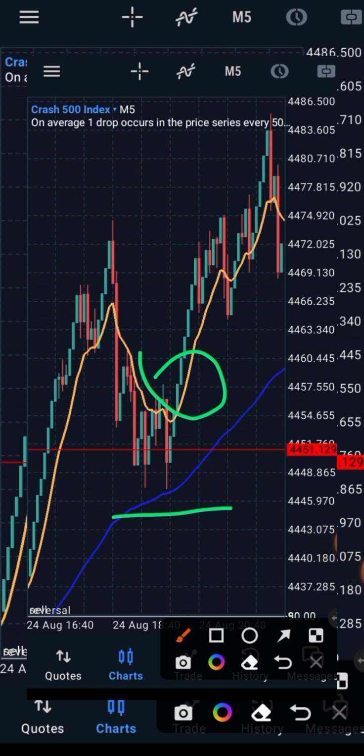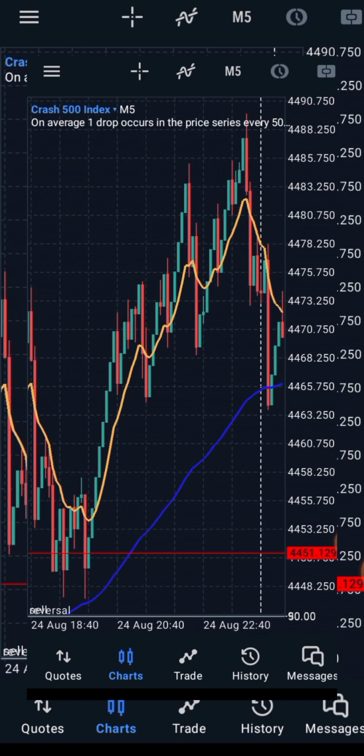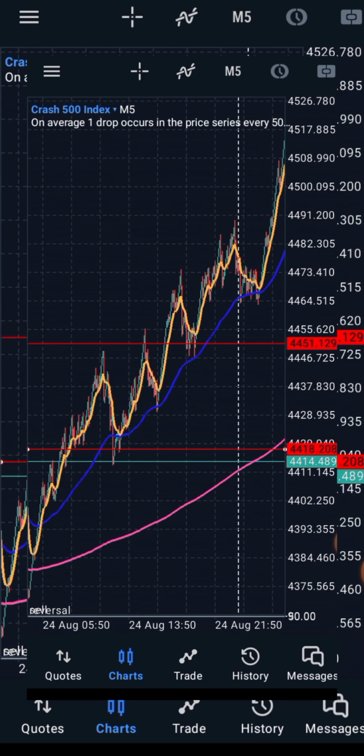Remember, if I give you a strategy, I'm giving you where to place your stop loss. That is the best of it all. Your stop loss is very important. Risk management is very important. No matter how profitable a strategy is, if you don't have good risk management, you're going to end up blowing your account.